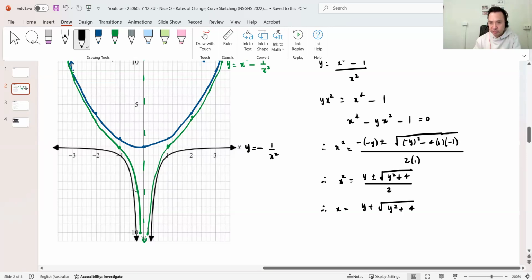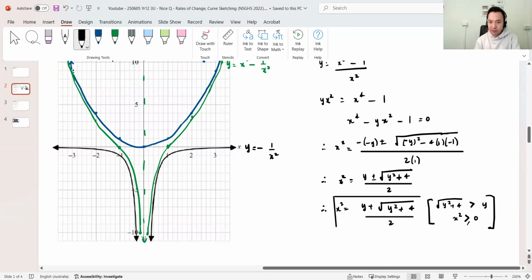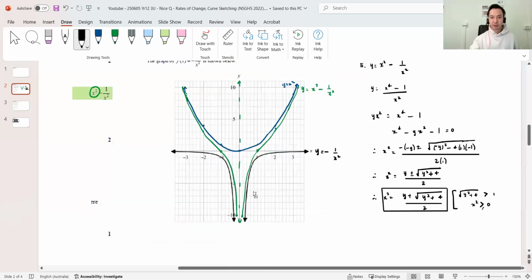And I'll put in brackets the reasoning for that. So two reasons: one, the square root of y squared plus 4 is greater than y, so I can't have a minus; and also x squared is always greater than or equal to 0. Yeah, that's my answer. Guys, how's that? Right, first two parts, not too bad, hopefully. So just adding ordinates to get that graph, and then a bit of algebra to get part 2.